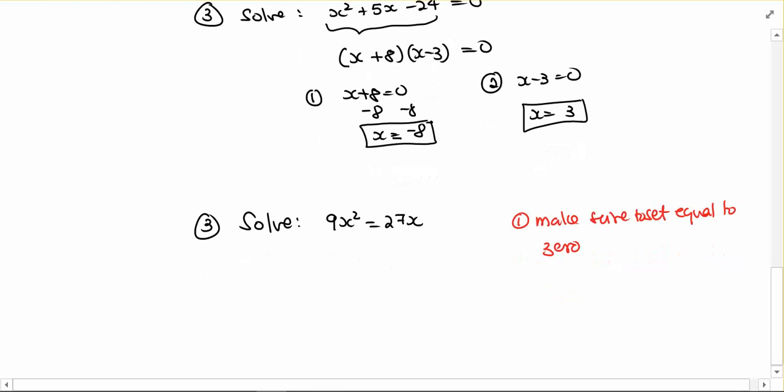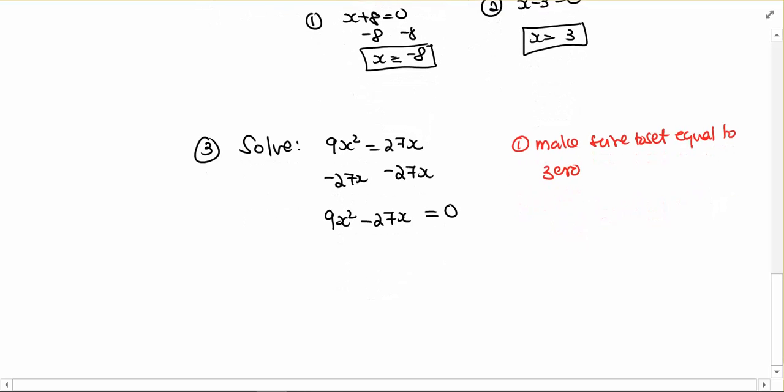And if it's not, then it's a matter of subtracting 27x over and getting yourself 9x squared minus 27x equals 0, like so. So how do you factor this? Well, think back to two terms. Is it the difference of two perfect squares? Well, on the left, yes, but on the right, no. So it's not that. Well, what other techniques do we have to factor?